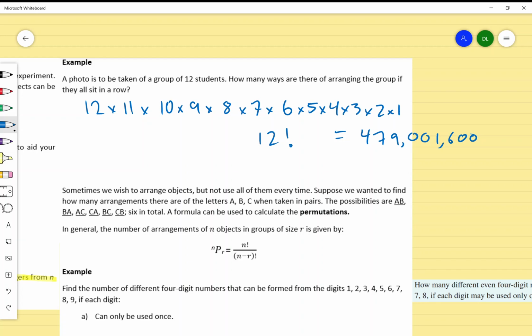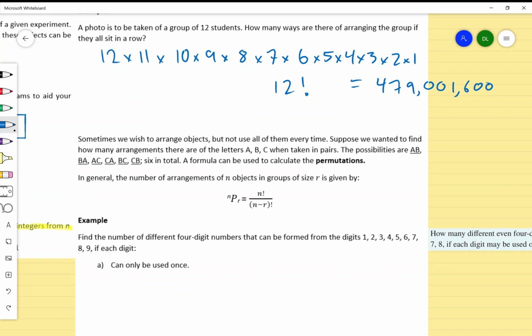Sweet. Now, sometimes we wish to arrange objects but not use all of them every time. Just like I said earlier, what if there were 12 students, but only 4 seats? Then we'd be restricting something, wouldn't we? So in this situation, suppose that we wanted to find how many arrangements there are of the letters A, B, C when taken in pairs. The possibilities we know are AB, BA, AC, CA, BC, and CB, 6 in total. We can use a particular formula to calculate these permutations without having to write out every single possibility.